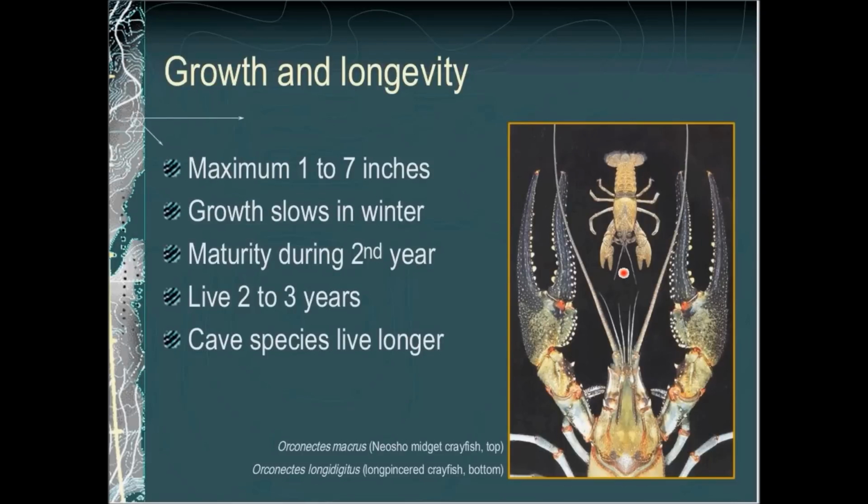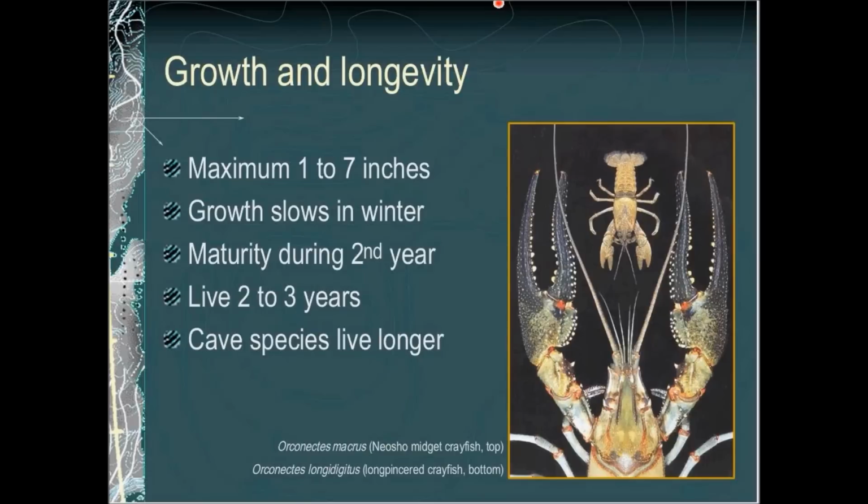Its total length as an adult is about 1 inch long, as opposed to the long-pinchered crayfish, which is endemic, or found only in the White River drainage in Missouri and Arkansas, and it can get up to 7 or 8 inches long, and even longer when you include the claws. Now, growth-wise, it will slow down during the wintertime. Again, they need that warmer water.